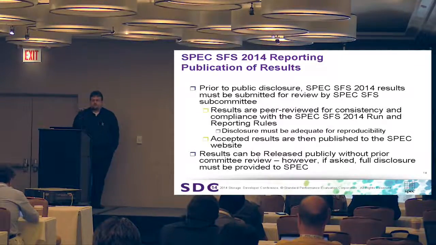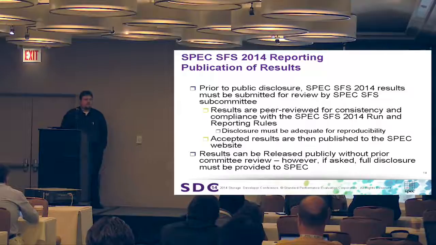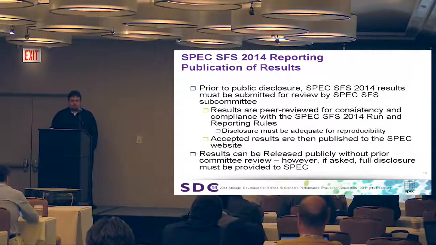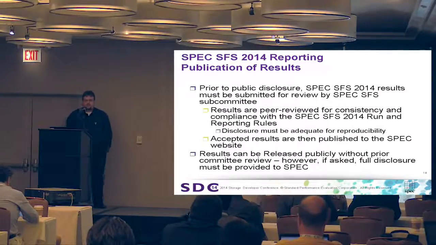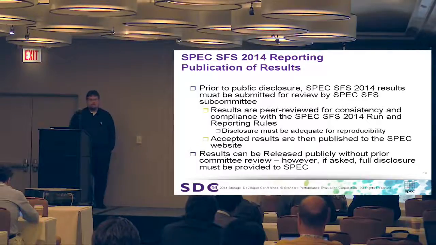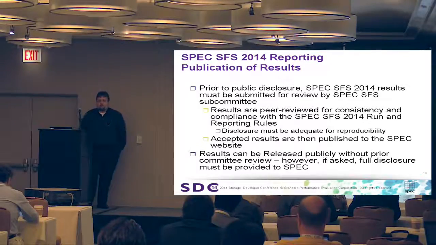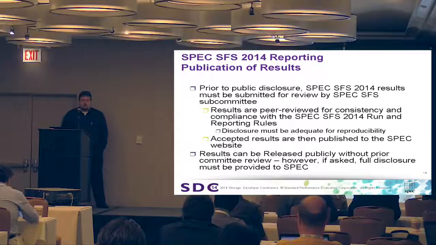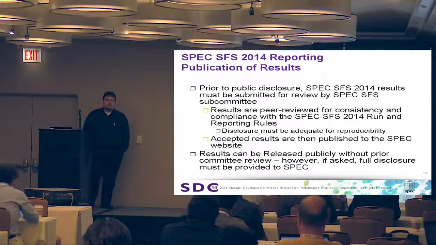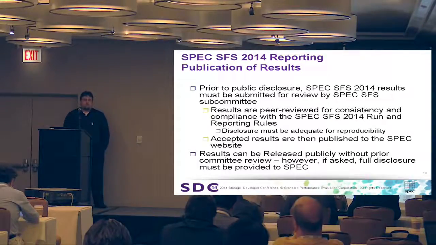So I'll talk about how SFS 2014 results are reported and the rules that bound the measurement. First, prior to public disclosure, SPEC SFS 2014 results have to be submitted for review by the SFS subcommittee. Why do we require this? Well, in the review process, they're peer-reviewed for consistency and compliance with our run and reporting rules. We also make sure that the disclosure provided is adequate for reproducibility, so end users could, if they desired to, reproduce the result that you have published.